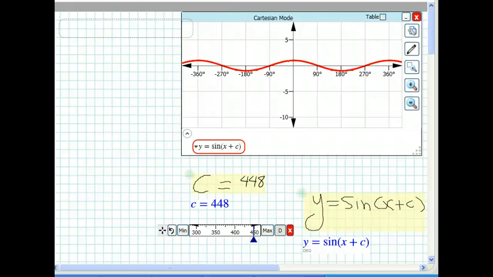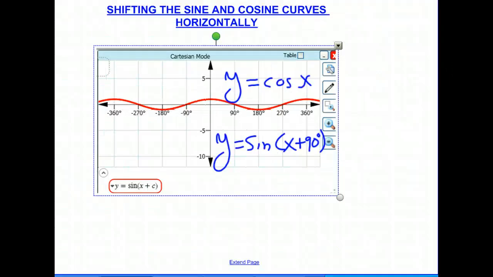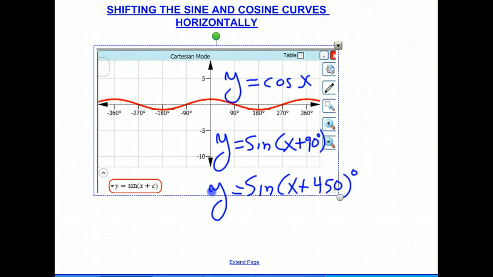So if we go back and look at what we had before, this graph, which looks like y equals the cosine of x, or y equals the sine of x plus 90, can actually be y equals the sine of x plus 90 plus 360, or 450. So in every case, by adding a value to x, the graph shifts to the left and will look like a cosine curve at 90 degrees when shifted 90 degrees to the left, or shifted another 360, which will make it 450 degrees. And we could shift it again, another 360, and it would also look like the cosine curve.